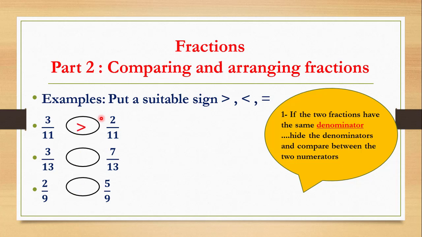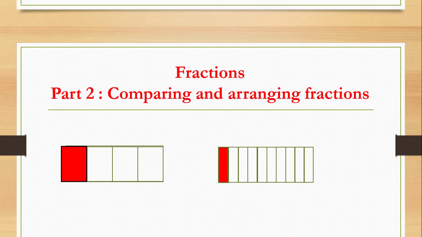The second one, try to do it yourself, it's very easy. Yes, of course, 3 over 13 is less than 7 over 13. What about the last one here? 2 over 9 is less than 5 over 9. Okay, let's move to case number 2.